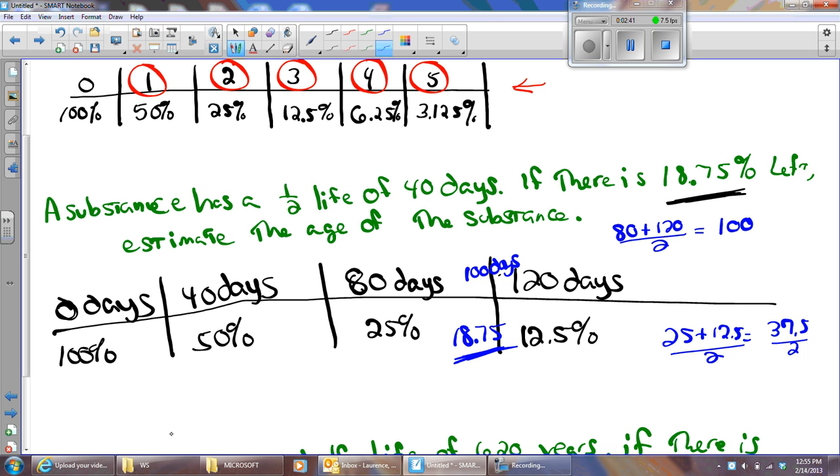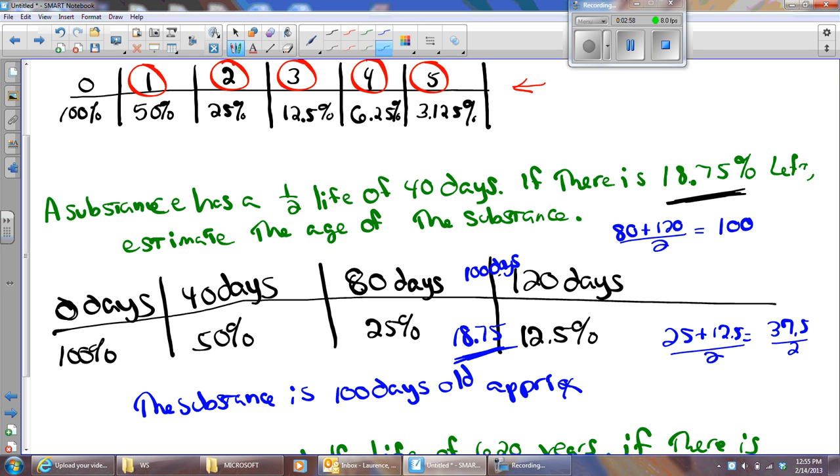So that means the substance is 100 days old, approximately. I don't know about you, but I think that's pretty cool that I can figure that out based on the amount of whatever element we're testing for being left. So 18 and 3/4 is smack in the middle, and 100 is smack in the middle of 80 and 120, so it must be 100 days old.